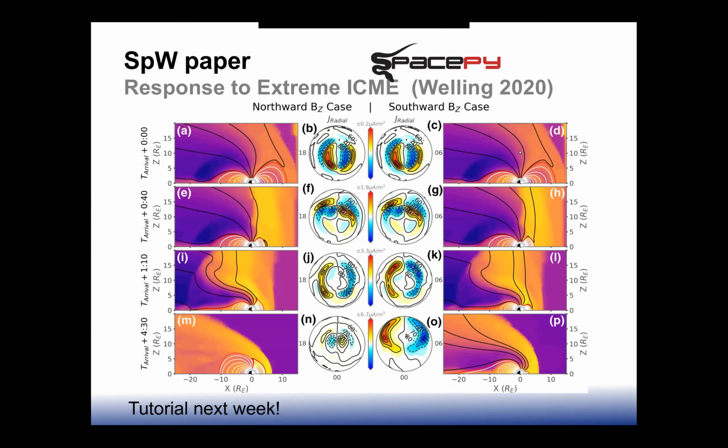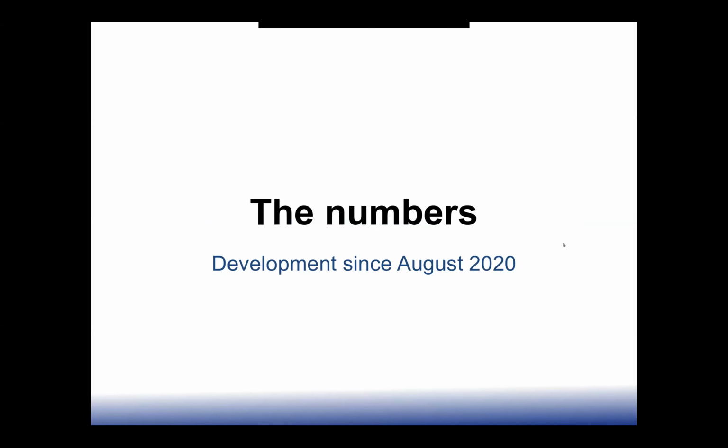And finally, Dan Welling had a space weather paper modeling the magnetospheric response to extreme ICME. And this is actually going to be part of the tutorial. I guess it's two weeks, but for the summer school, that'll be an underlying one of the tutorials to do.